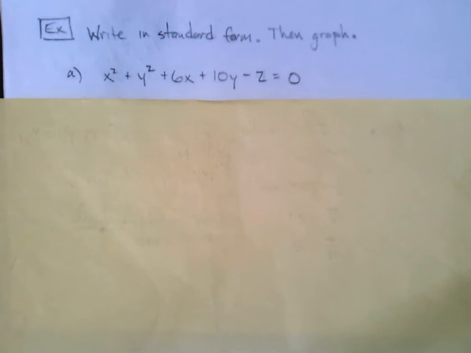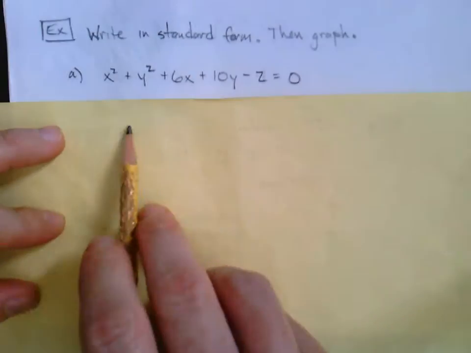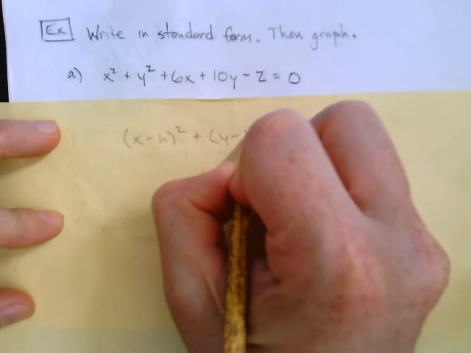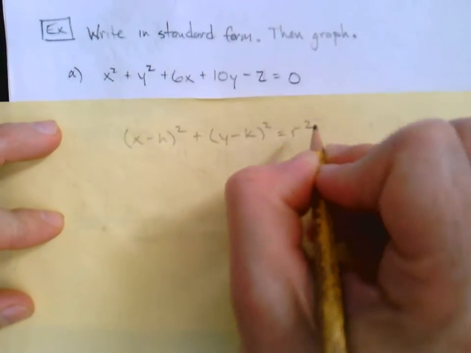In part 3, we see some more challenging examples. It's still to write the equation of this circle in standard form, and we'll graph as well. But check out that equation we're looking at. In part A, x squared plus y squared plus 6x plus 10y minus 2 equals 0. Somehow, we're going to work with this, and we're going to end up with that standard form, which will look like that.